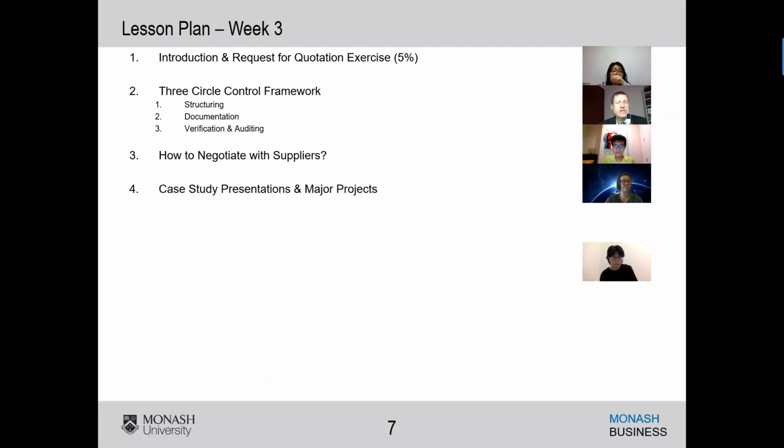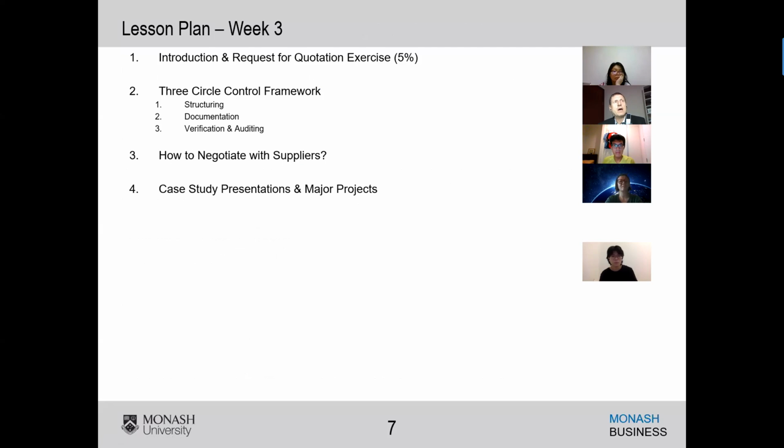Introduction, request for quotation. In the first 45 minutes, we want to go through this and get you to enter your details now that you have done the request for quotation exercise. Number 2, we've got the 3-circle control framework. I'm going to briefly go over that and talk about how to negotiate with suppliers. That will be the middle part tonight.